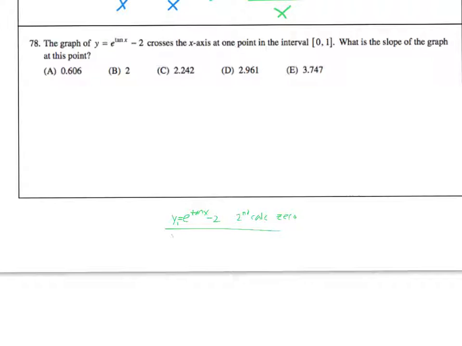Another option would be to use y1 equal to e to the tangent of x, and y2 equal to 2, because if you were to set this equal to 0, you could make e to the tan x equal 2. And that might be an easier thing for you to do, and then instead you'd be using second calc intersect.